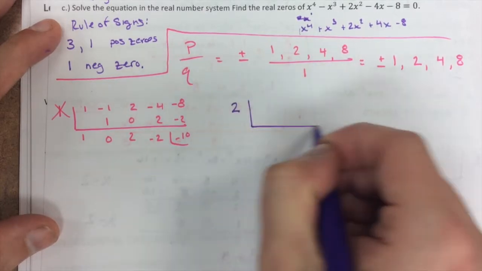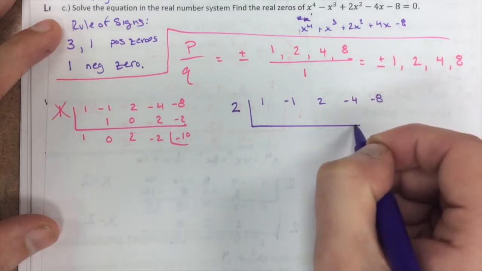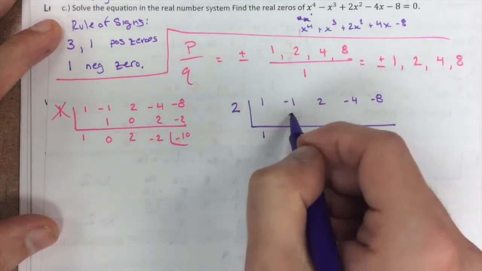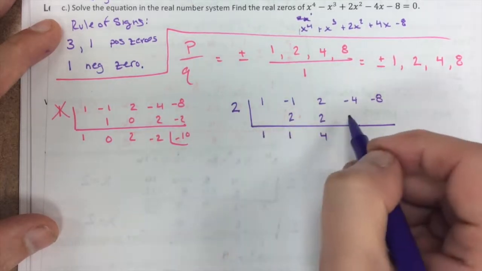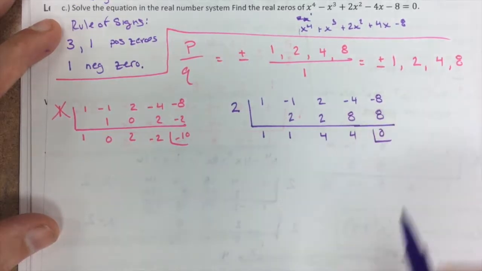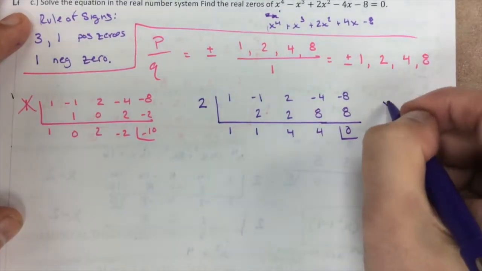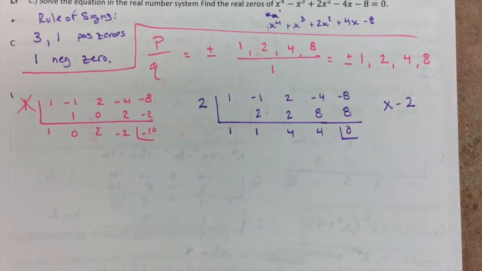So how about 2? Let's try 2. So that's 1, negative 1, 2, negative 4, negative 8. So bring down the 1, 2, 4, which is 8, which is 4, which is 8, which is 0. All right, so that means x minus 2 is a factor. Well, okay, how do we figure out what would be another factor here? Could we guess 1? Well, no. We already found out that 1 doesn't work.